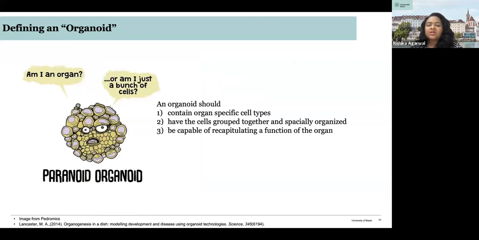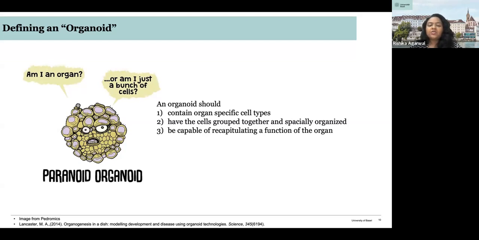However, just looking at this structure with H&E and bright field imaging does not classify it as an organoid because it can just be a cluster of cells or a spheroid. And so for a cluster of cells to be classified as an organoid, it should fulfill 3 criteria. So it should contain the organ-specific cell types. These cells should be grouped together spatially, and then the organoid should be capable of replicating a function of the organ.